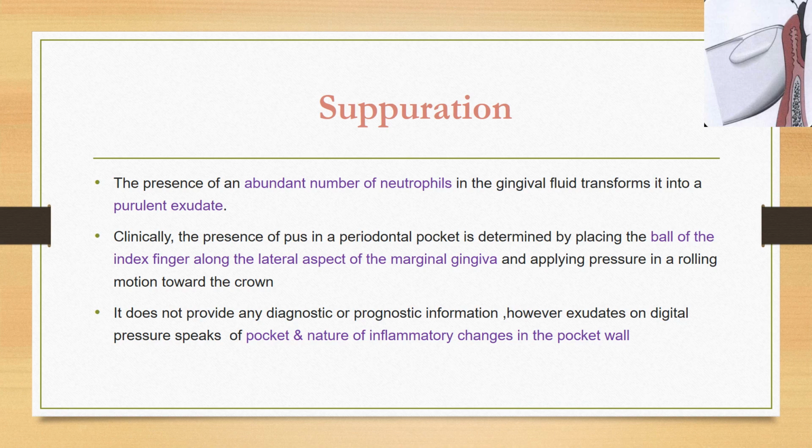Clinically, the presence of pus in a periodontal pocket is determined by placing the ball of the index finger along the lateral aspect of the marginal gingiva and applying pressure in a rolling motion toward the crown. Sometimes it does not provide any diagnostic or prognostic information. However, digital pressure speaks of the pocket and the nature of inflammatory changes in the pocket wall. As the picture shows, with digital pressure of the finger you can squeeze out the pus, and it will come out.